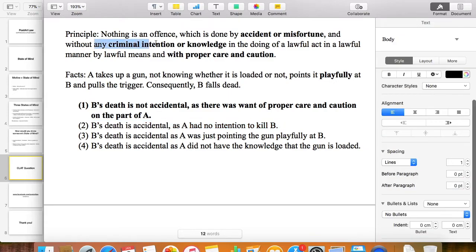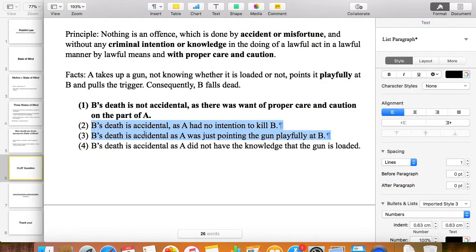But you see, intention is just one element. It also has to have a lawful act, lawful manner, lawful means, and with proper care and precaution. Merely because A did not have any intention does not automatically make it accidental. When you say accident or misfortune, it's a legal term. It's not a dictionary term. So you cannot interpret it as you interpret it in daily life, right? So this option is incorrect. Next: B's death is accidental as A was just pointing the gun playfully at B. Now you see there's actually not much of a difference between these two options, right? If A had no intention, and A was just playfully pointing also means A had no intention. So both these options are incorrect.